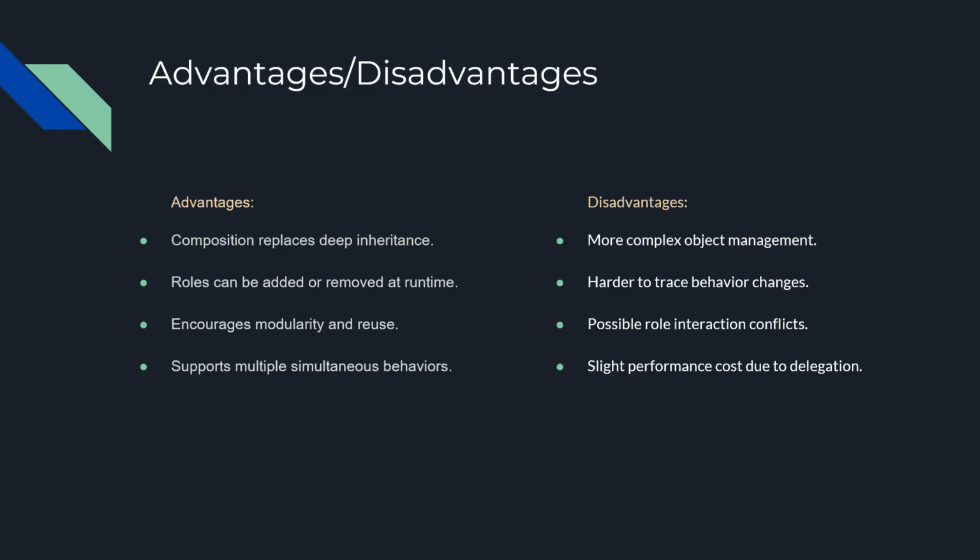And then obviously there are some clear advantages and some clear disadvantages. First we'll go through the advantages. Composition replaces inheritance, keeping things pretty flexible. Roles can be added or removed on the fly. It promotes modularity and reuse. On the downside, it does introduce more complexity. You're managing multiple role objects, and it can also be harder to trace where certain behavior comes from during debugging, especially when you have roles that overlap.